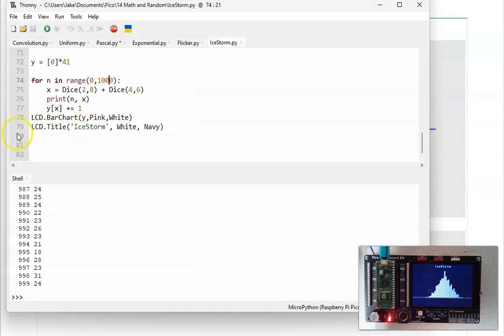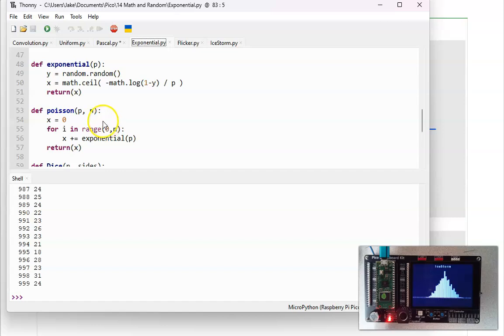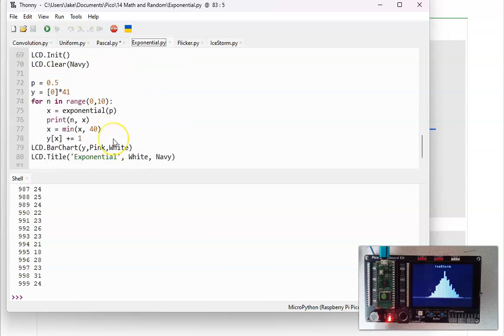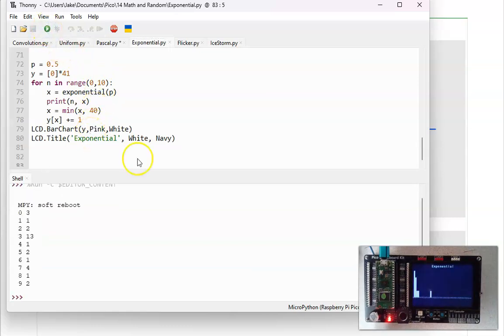In Python, I can do that. So let's do an exponential distribution. I'm doing the latter method. It's more efficient. I am going to flip a coin until I get a heads. If I run it 10 times, there's the number of heads.